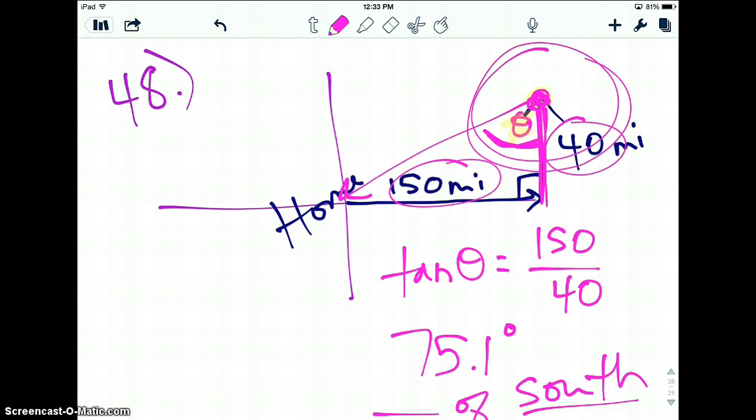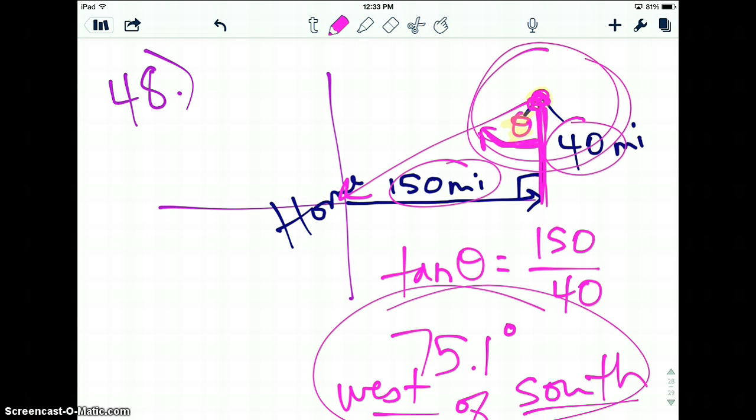I would end up going west of south, right here. Okay? So I could say 75.1 degrees west of south. Cha-ching. All right. Oh, wait, that was just part A. Part B. If the boat averages 23 miles per hour, how long will the return trip take?